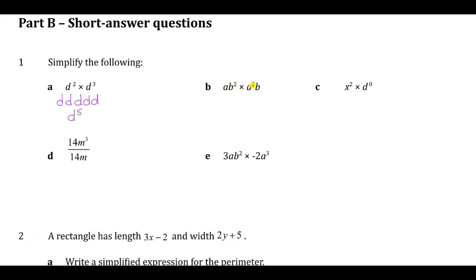AB squared times a squared b. So I've got a, b, b, a, b. There's 4 a's and there's 3 b's.